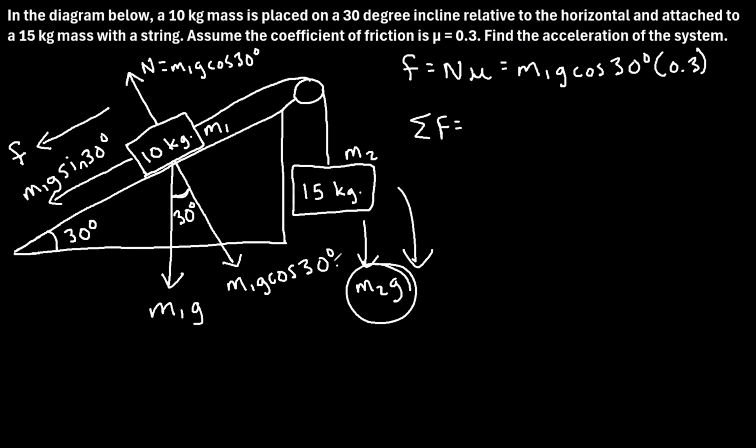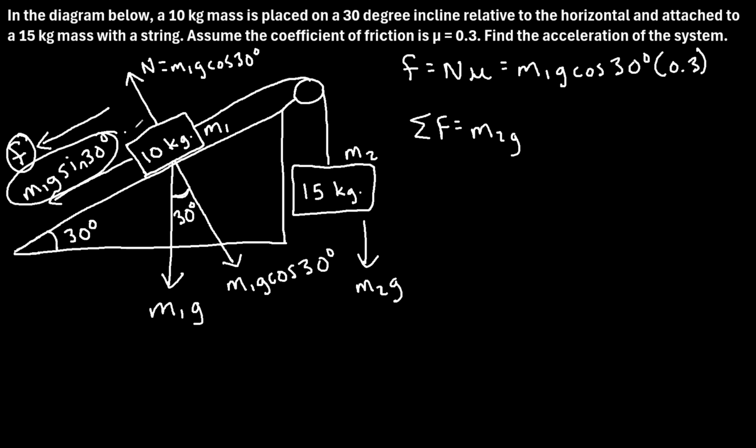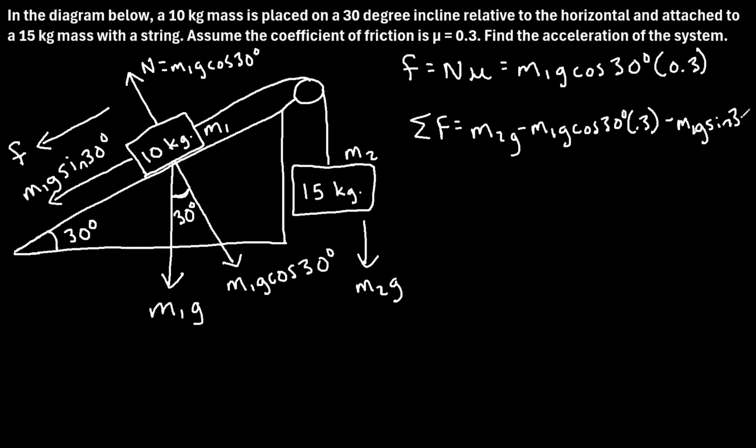So this m2g would be a positive force. But then we have to subtract the force of friction, and we have to subtract this parallel force, because remember, both of these forces are going in the opposite direction. So we'll say minus, remember the force of friction we just found, m1g times the cosine of 30 degrees times 0.3. And we have to subtract m1g times the sine of 30 degrees. So m1g sine of 30 degrees. Let's squeeze that in here.